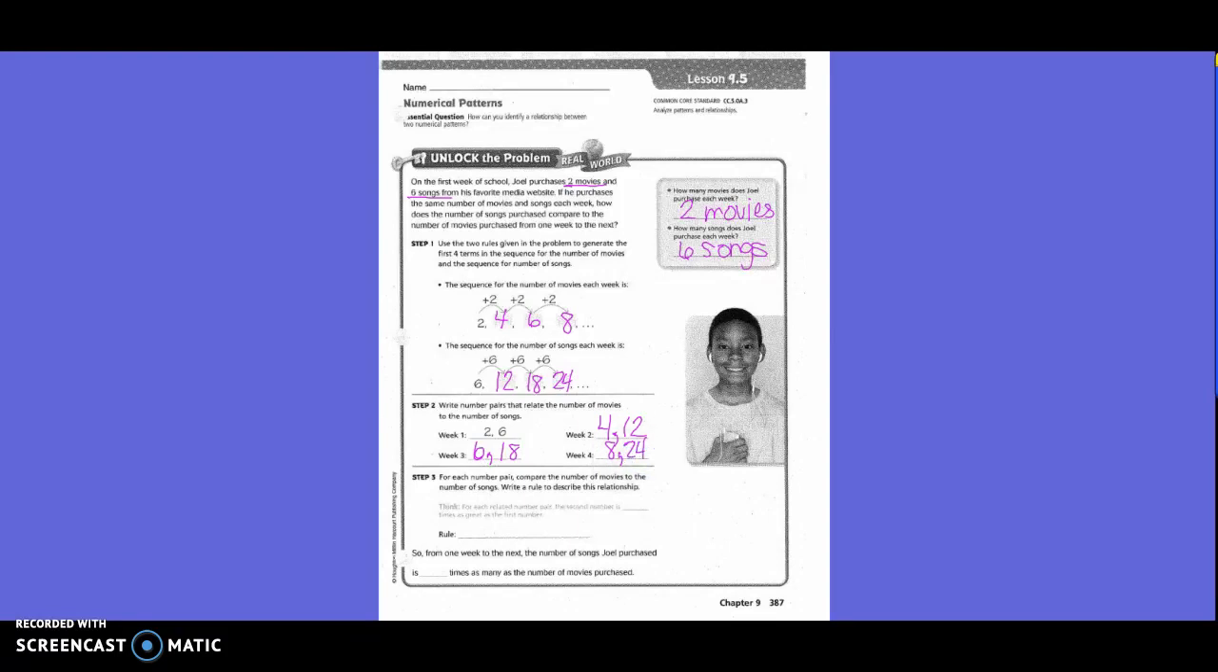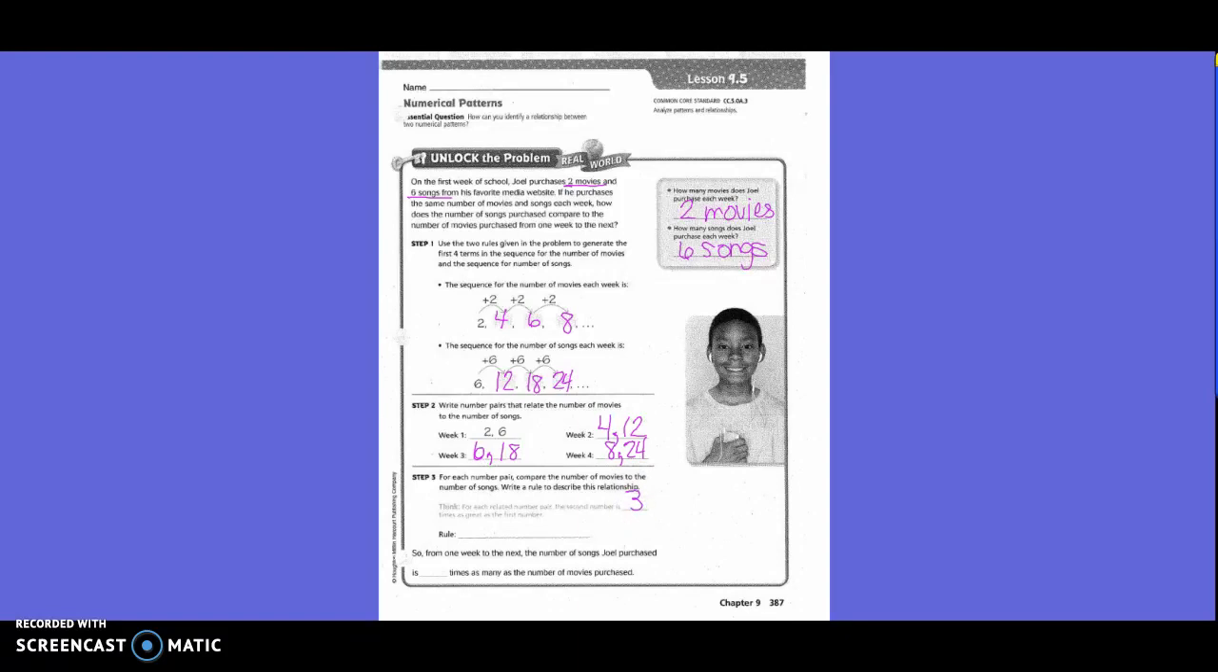For each number pair, compare the number of movies to the number of songs. Write a rule to describe this relationship. So how would I get from 2 to 6? Either plus 4 or times 3. How would I get from 4 to 12? If I did plus 6, would that get me 12? No. If I did times 3, would that get me 12? Yes. So for each related pair, the second number is 3 times as great as the first number.